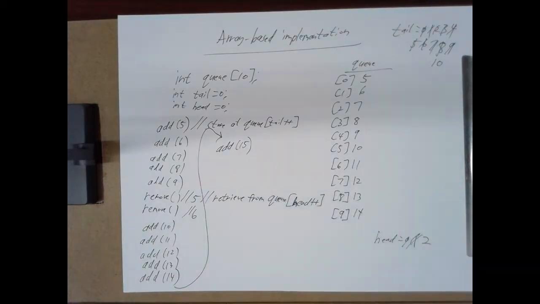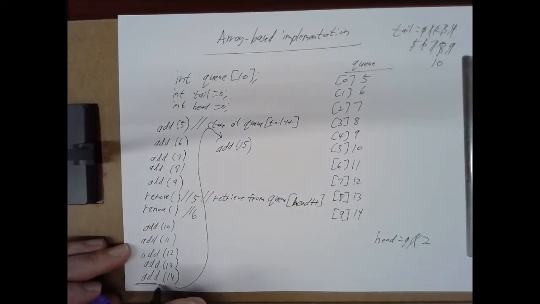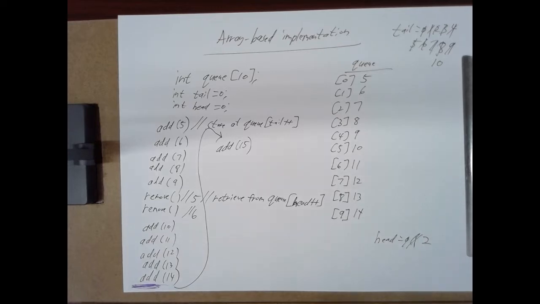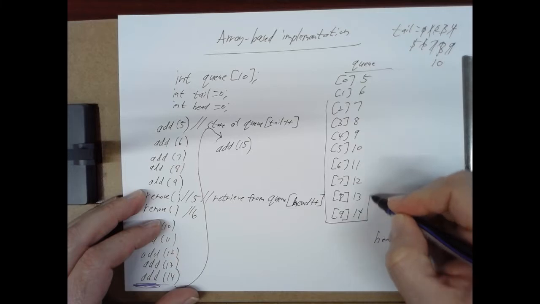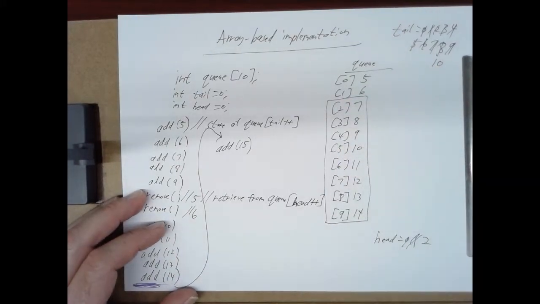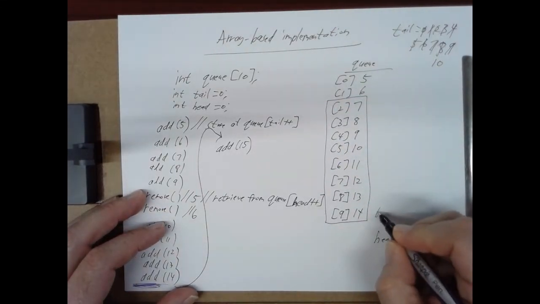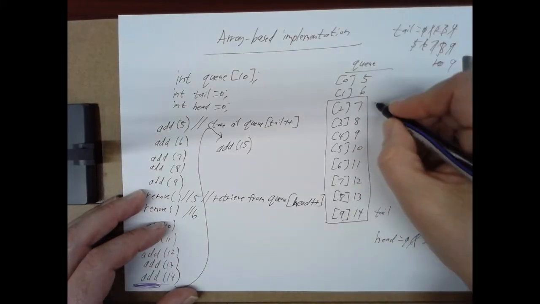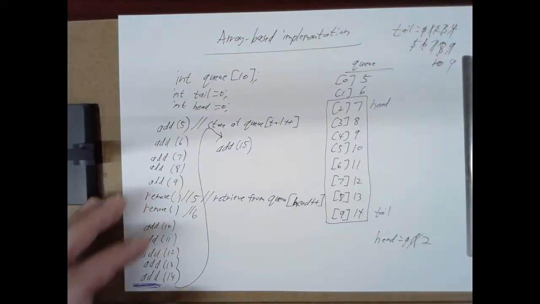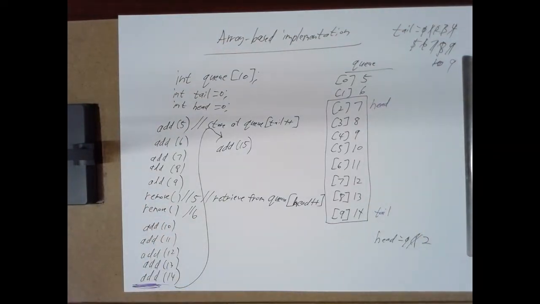So before we add this 15, after we add the 14, what does our queue look like? It looks like this. Right, and this is the tail. It was at 9, so let's go back to 9. And the head was at 2. Before you change the tail to 0, don't you also want to check and make sure that the head is not 0? Yes. So we need to do some housekeeping.